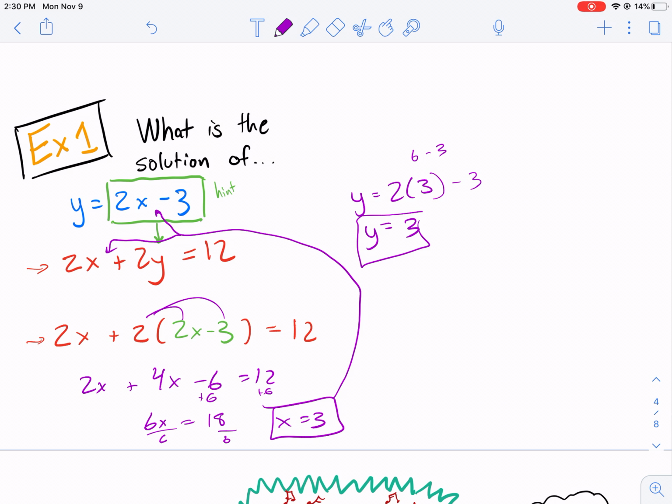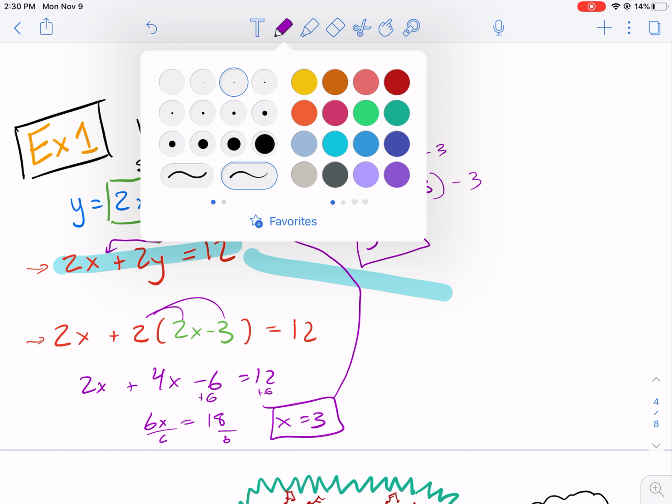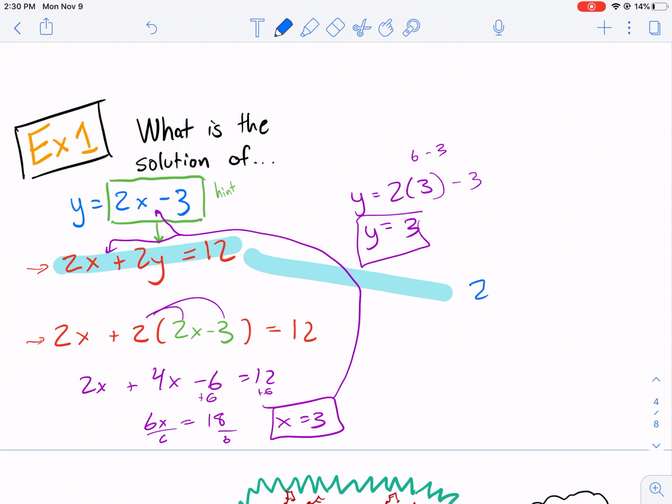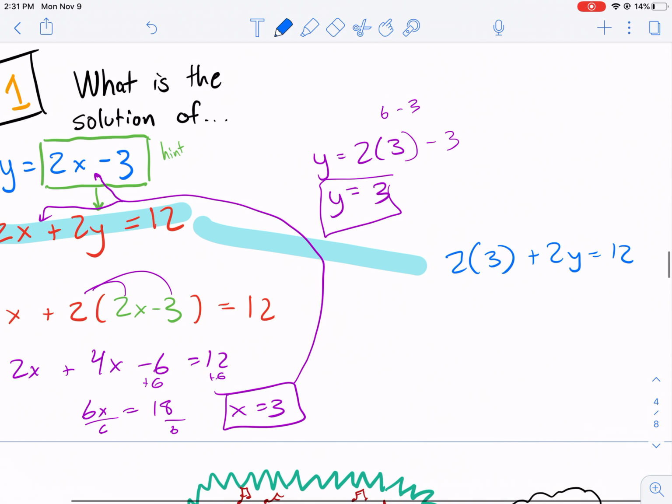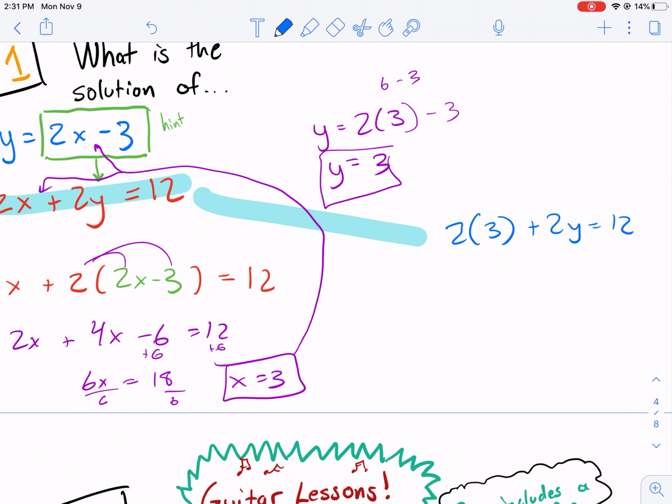Now what happens if I plug it into this one? Let me show that here. I'm going to change my color to this blue color. So we have 2, and then I'm going to write 3, because I'm plugging in 3 for x. 2y equals 12. Now, we're already done. I'm just showing that you can plug 3 into either equation. So I'm plugging into the bottom one now, and I get 6 plus 2y equals 12. I subtract 6, I get 2y equals 6, divide by 2, I get y equals 3. It works in either one.